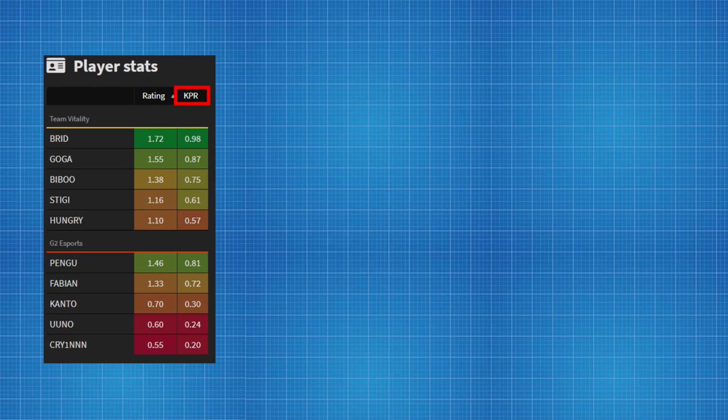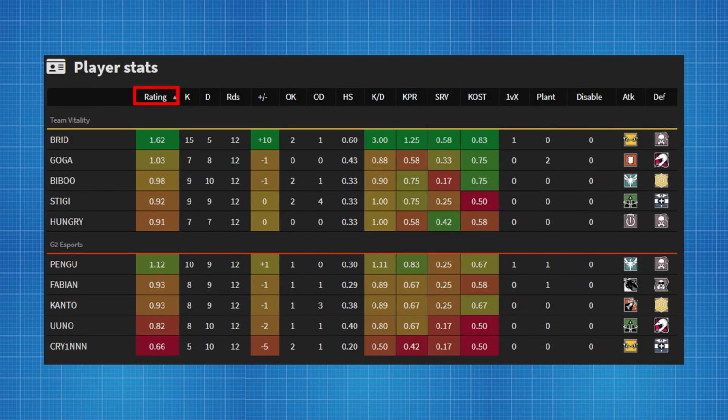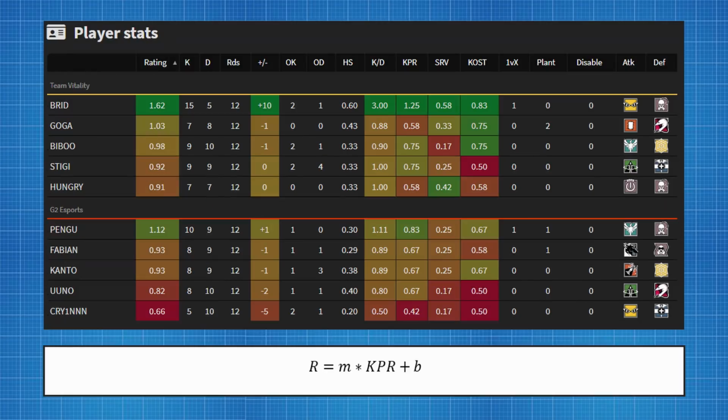But of course, our original problem isn't quite that easy, because instead of having one output dimension and one input dimension, we actually have one output dimension and 9 input dimensions. However, this doesn't do much to our formula. We just need to add the additional factors. For our simple rating, it was R equals m times KPR plus b. But if we want to consider all the factors, it becomes R equals an intercept Z, plus A times your opening kills, plus B times your opening deaths, plus C times your kills per round, and so on and so forth for every single factor.